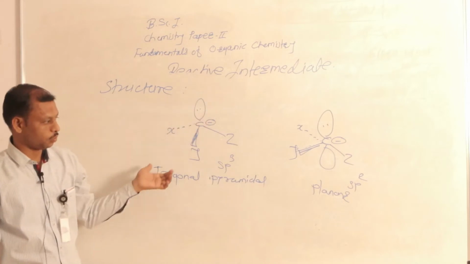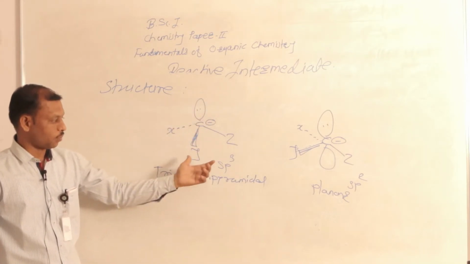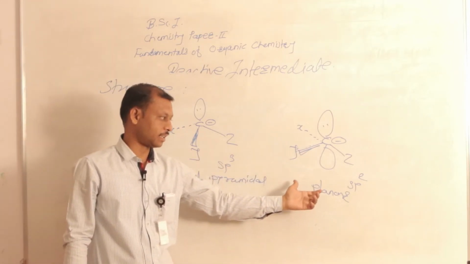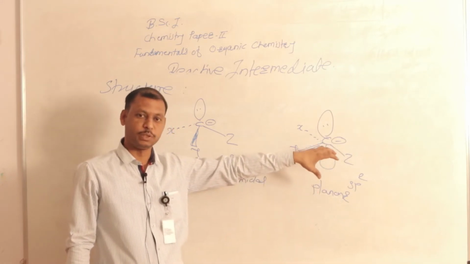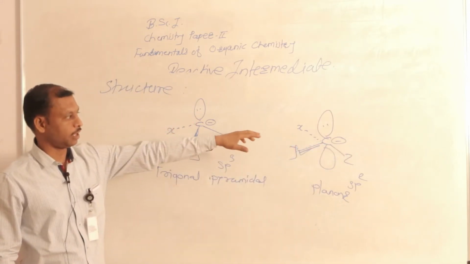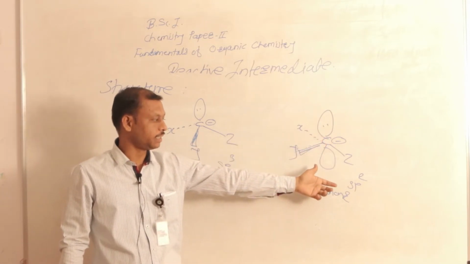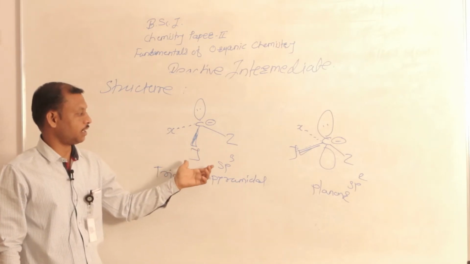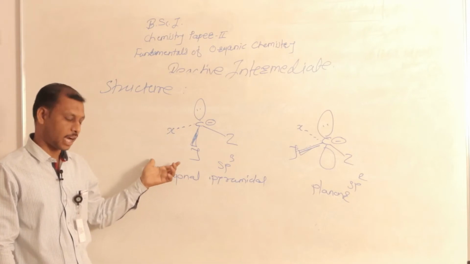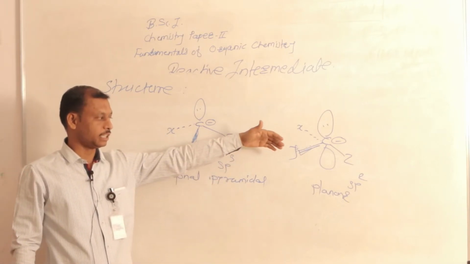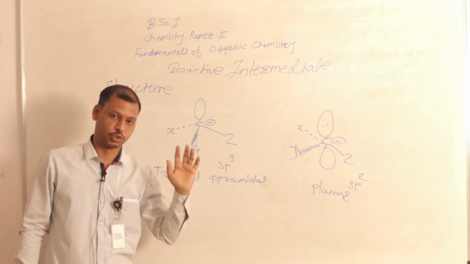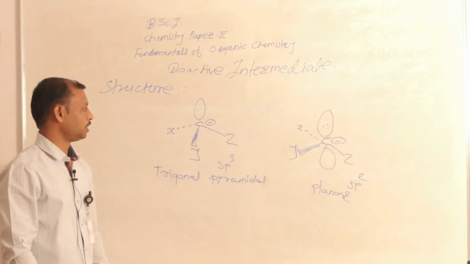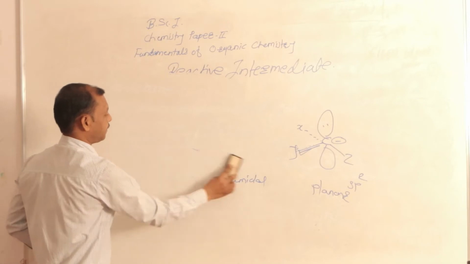Okay, so there are two types of structure or geometry of the carbanion. One is trigonal pyramidal because of the sp3 hybridization of the carbon, and another one is the planar geometry. This is because of the sp2 hybridization of that carbon. In the sp2 case, the pair of electrons is present in the p orbital, while in the sp3 case the pair is in a hybrid orbital, and therefore it acquires a trigonal pyramidal geometry, while the sp2 hybridized carbon acquires planar geometry. So this is about the structure of carbanions. Then we want to see the stability of carbanion.